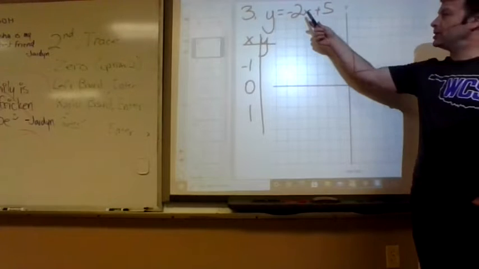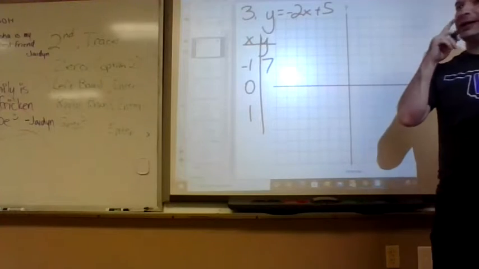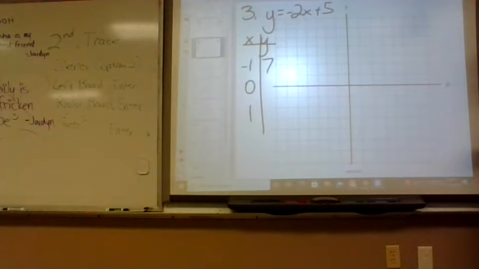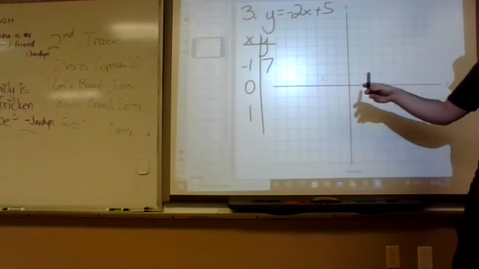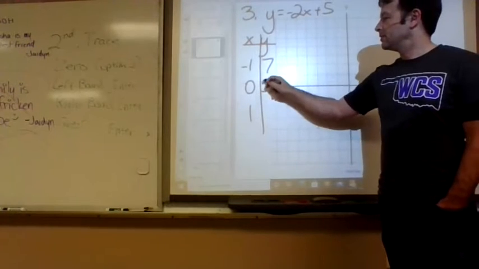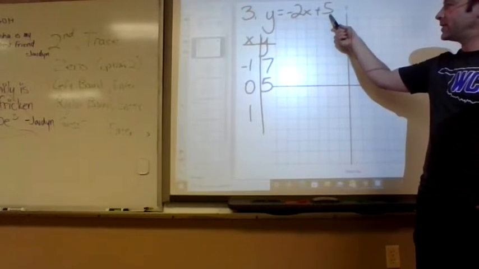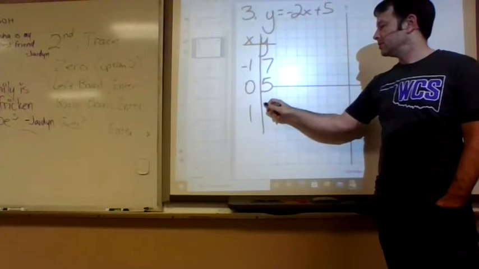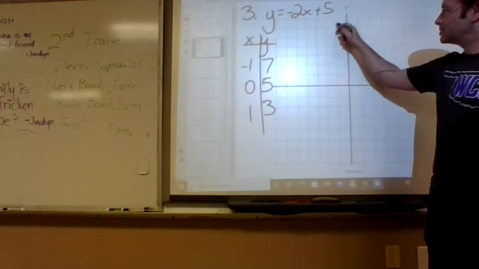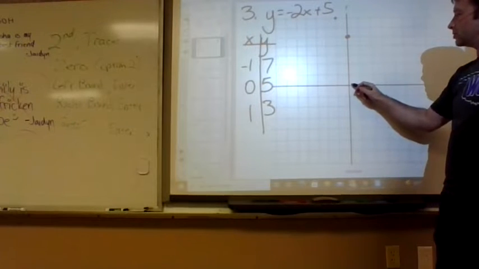If I plug in -1, -2 times -1 plus 5 is 7. So this one's going to be pretty high. If you want to put your x-axis down low, that will save some room. If I plug in 0, you get -2 times 0 is 0 plus 5. If I plug in 1, -2 times 1 is -2 plus 5, that's 3. So it's -1, 7, 0, 5, 1, 3.